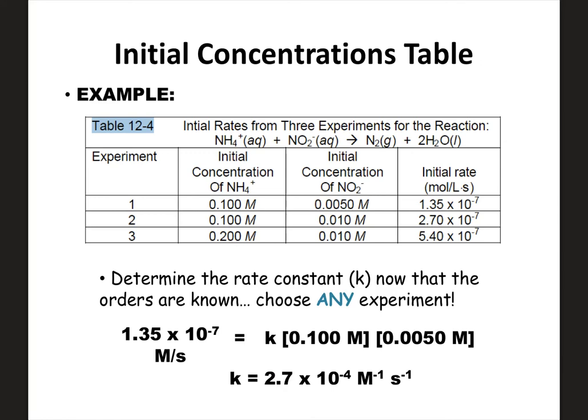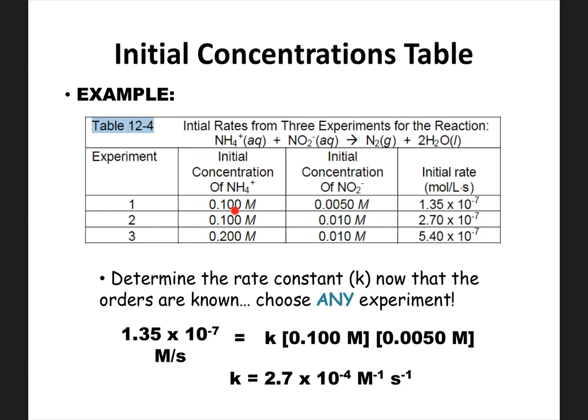Typically here, once you determine the rate law for the reaction, you might be asked to determine the rate constant now. Once you know the official orders of the reaction, you can determine the rate constant. All you do is pick any experiment and just plug in to your rate law. So I picked experiment 1 here. The rate for experiment 1 is 1.35 times 10 to the minus 7 molar per second. K is what I'm solving for, and it's going to be equal to K times the concentration of each reactant, and they're both to the power of 1 because the order for each was 1.